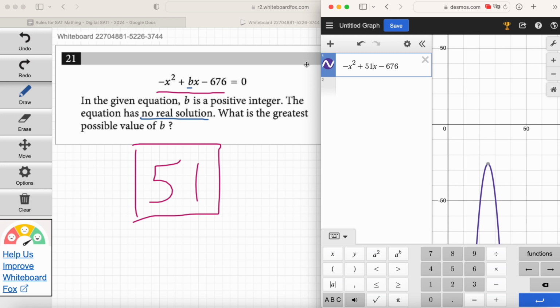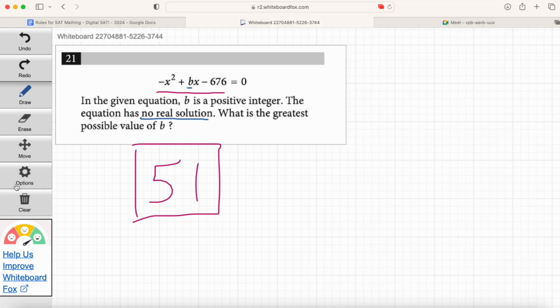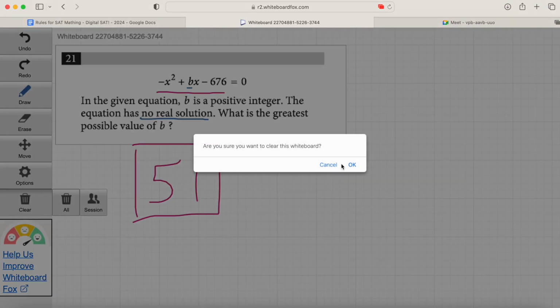Okay. One more question coming up. I don't remember which one this is. We'll see. It'll be a surprise for all of us here.